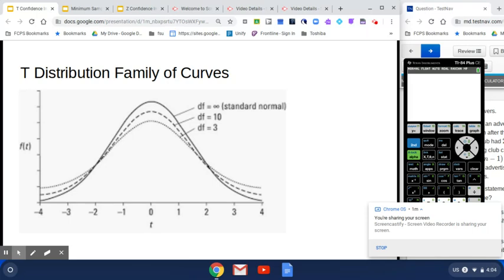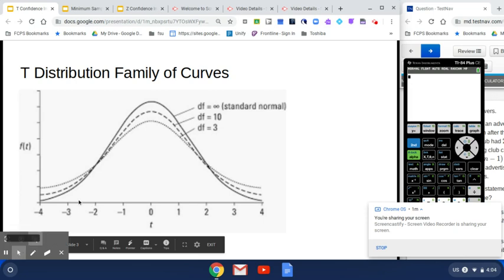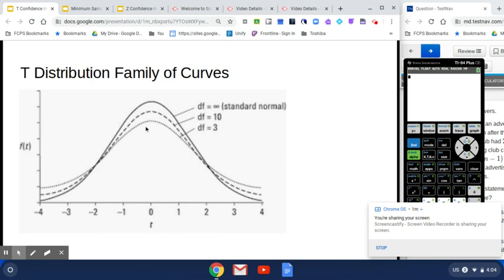So here's a visual of the t-distribution family of curves. Notice that this first small dotted line has less area in the middle and more area in the tail region. Now this curve is telling us that this has a degree of freedom of 3. The medium dotted line, notice it puts more area in the middle of the curve and less in the tail region. And the degree of freedom, and therefore the sample size, went up. The degree of freedom for this one is 10.